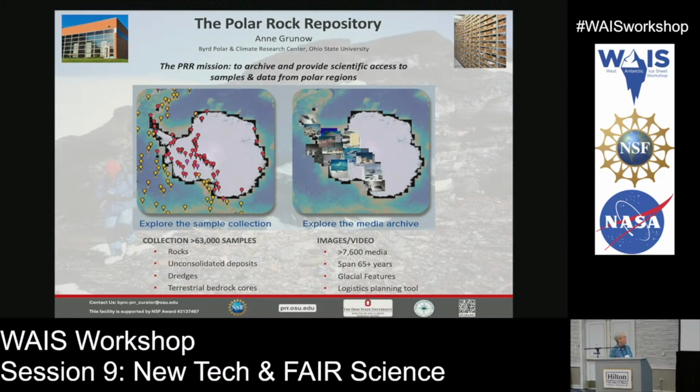We also have a media archive that I started, with over 7,600 images in there, and they span 65 years in time. So they provide a unique resource for looking at glacial surface conditions, as a logistics planning tool, or just seeing what the outcrops look like, because the Polar Geospatial Center satellite data is fabulous, but it just doesn't get down to that granular level of what the outcrop looks like.